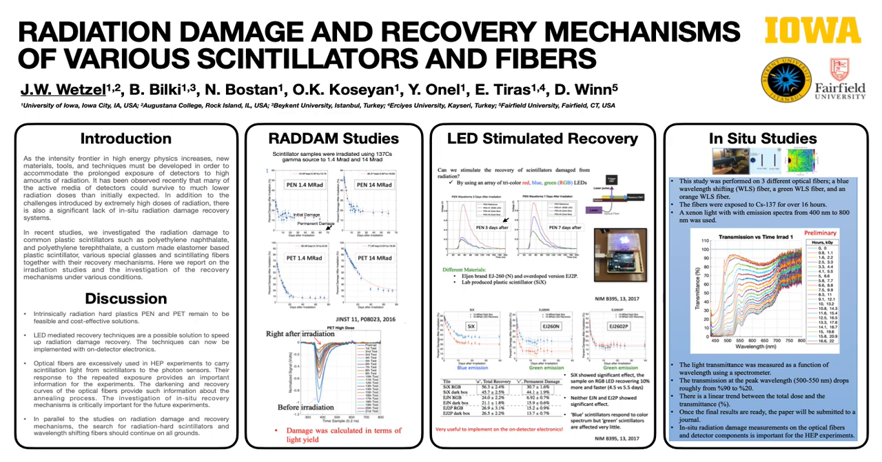And so in this first panel titled RADAM Studies, we took polyethylene naphthalate and polyethylene terephthalate, which are some common plastics, which are also scintillators. So they are cheap, easy to obtain, and they have similar properties to other scintillators. We exposed them to gamma radiation from a cesium-137 source, that's 6,000 curies. And we exposed them to a low dose, 1.4 megarads, and a high dose, 14 megarads, which are actually both high doses, but at CERN, for example, this is a common radiation exposure.